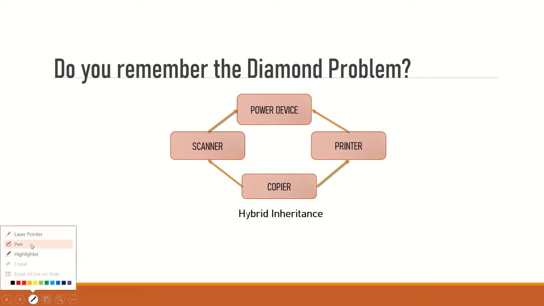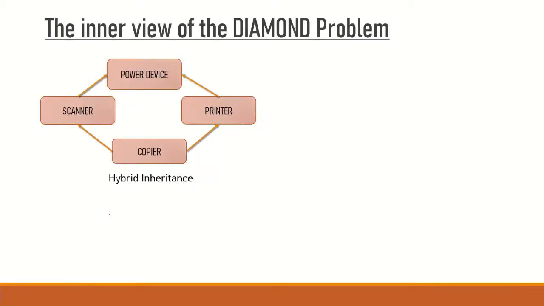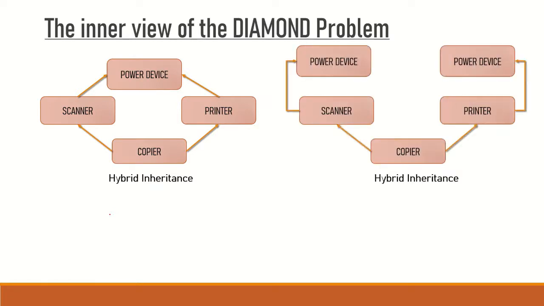Now let's go deeper into this diamond problem. This is the inheritance structure that we thought of here. Now the inner structure of this hybrid inheritance will look like this. Here power device has a single inheritance relationship with scanner. That means the scanner class also has what?